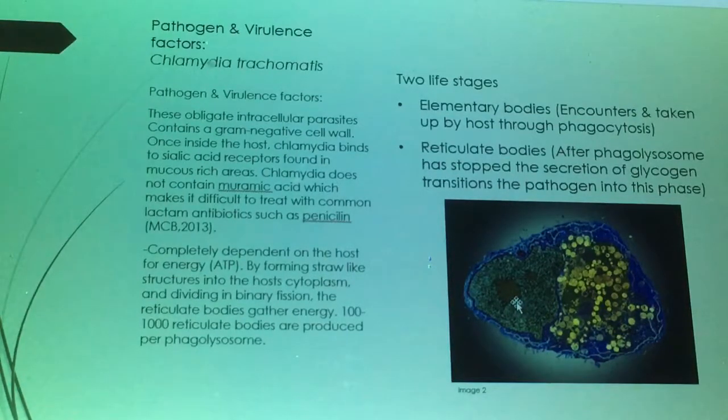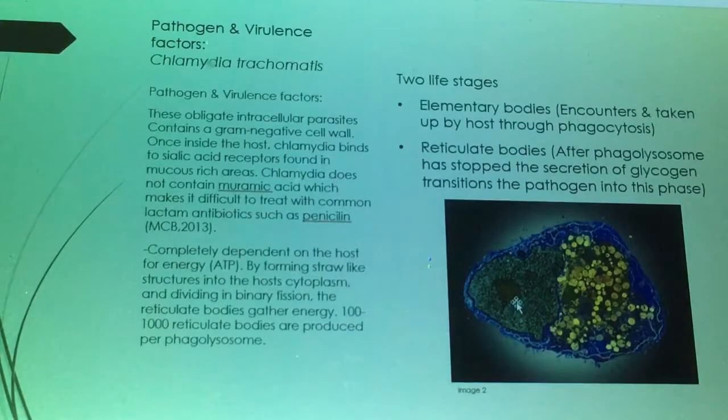Next, we will discuss the two life stages. There's the elementary bodies and reticulate bodies. Elementary bodies are important because they keep the pathogen alive during phagocytosis, and it is seen when it encounters and is taken up by the host in this process. The reticulate body is transitioned into by the secretion of glycogen, and this occurs after phagolysosome has stopped.